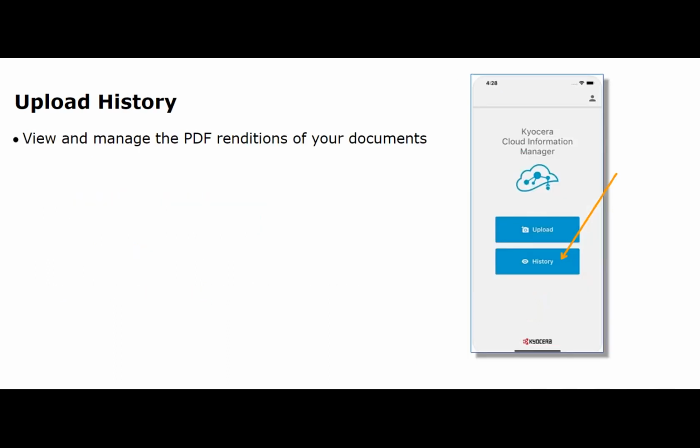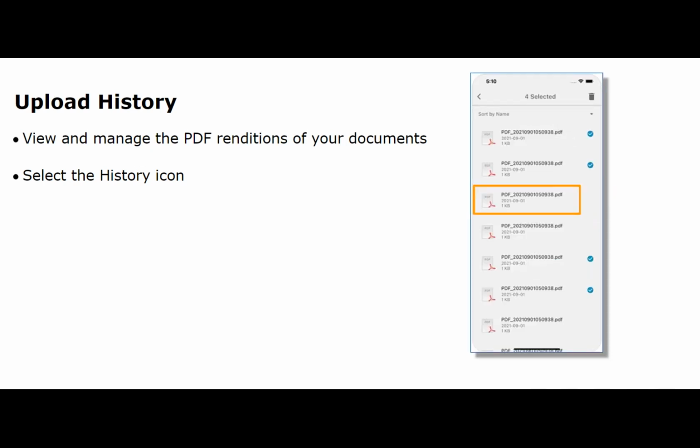The upload history is used to manage the PDF retentions of captured documents. Select the History icon. A list of uploaded documents shows. Data of each document is shown. Tapping a document allows the user to preview the PDF file. Swipe a document to the left to delete it from the handheld device.